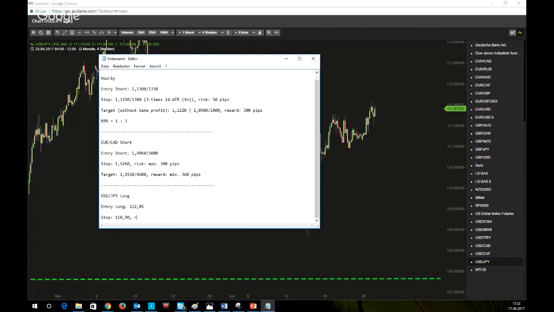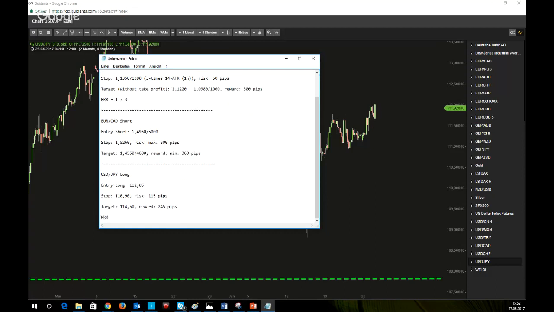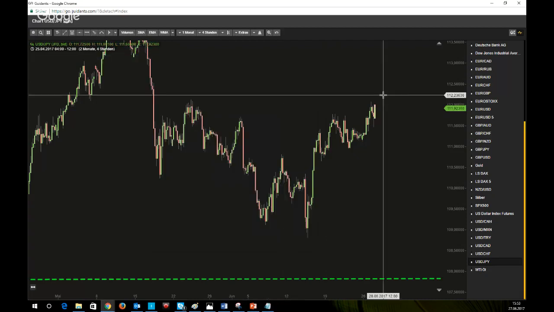So the risk for such a setup here is then 115 pips. The target is obviously 114.50. The reward is 245, right? Yes. So the risk reward is obviously better than 1 to 2. Risk reward 1 to 2.2. And so yeah, that's another setup we could formulate here.